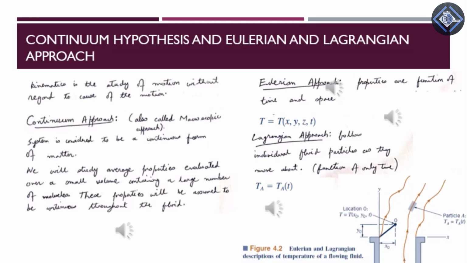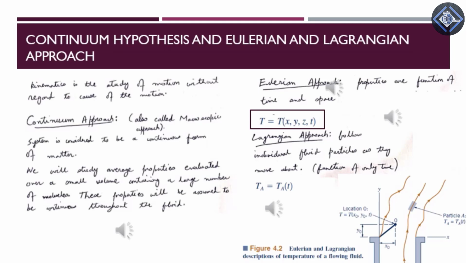In the figure on your screen, you can see smoke coming out of a chimney. The lines coming out of the chimney show the path taken by smoke particles. We assume a fixed position O, and we write the temperature at position O as T equal to T as a function of x naught, y naught, and time. If we have many such locations like O, we can define the temperature of the whole field as T equal to T of x, y, z, and t.